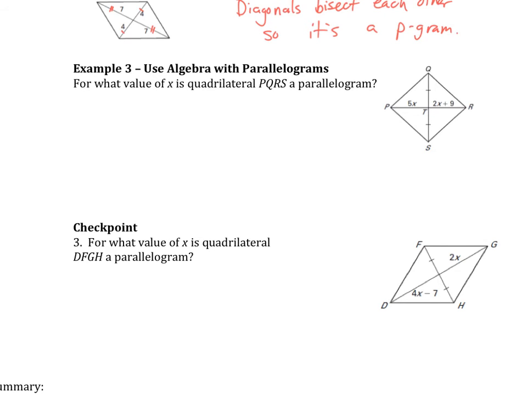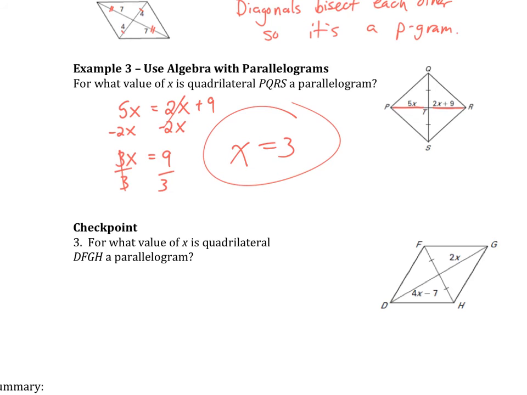And then example 3, use algebra with parallelograms. It says, for what value of x is quadrilateral PQRS a parallelogram? If this is a parallelogram, the diagonals would have to bisect each other. So that means that those two parts would have to be equal. So 5x would have to equal 2x plus 9. We solve this for x by subtracting 2x. We get 3x equals 9. To get x alone, we divide by 3. So x equals 3 would make this a parallelogram, because if x is 3, then those two parts would be equal.